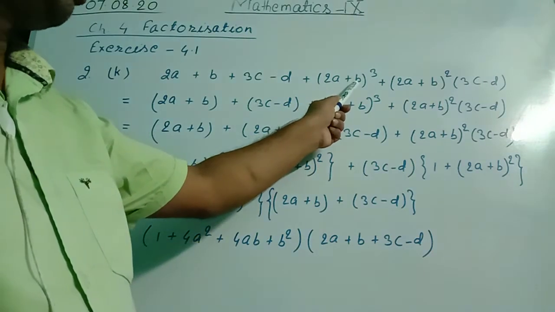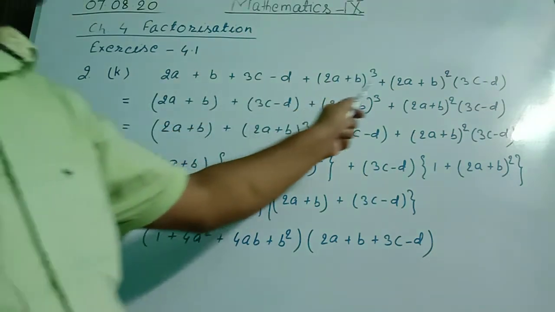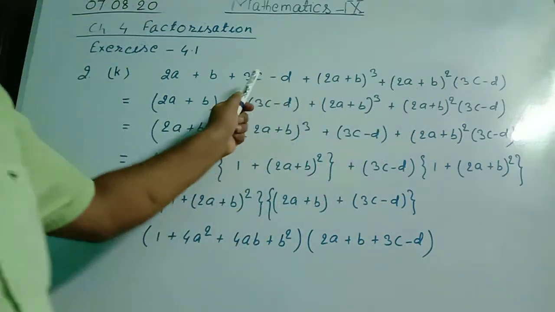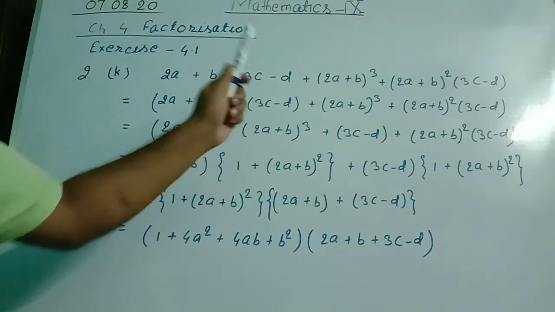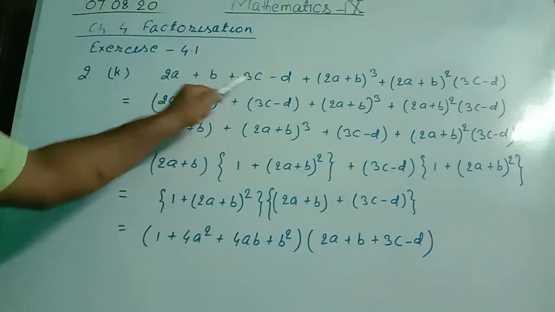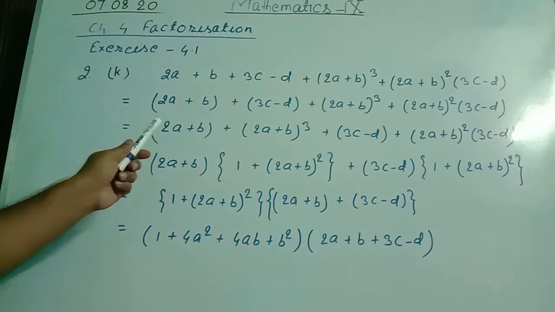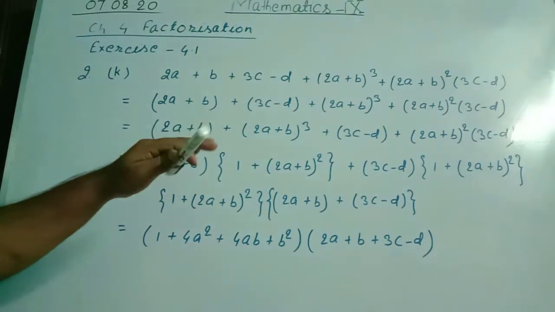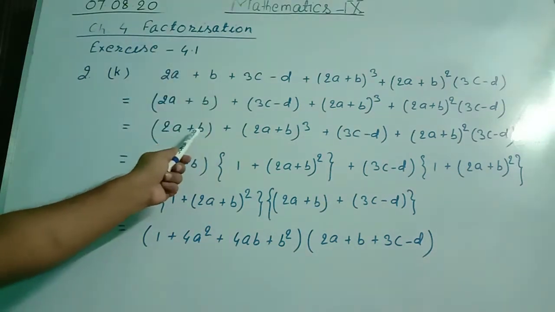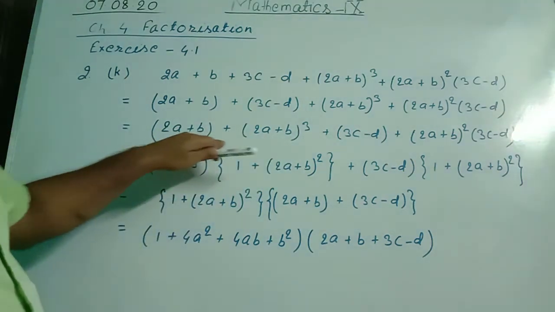Here is 2a + b, so this should also be 2a + b in bracket. Here is 3c − d, so this should also be in bracket 3c − d. I erased that and wrote these two in brackets. In the second step, I made the group of like terms. Here is (2a + b)³, and these two became the like terms.